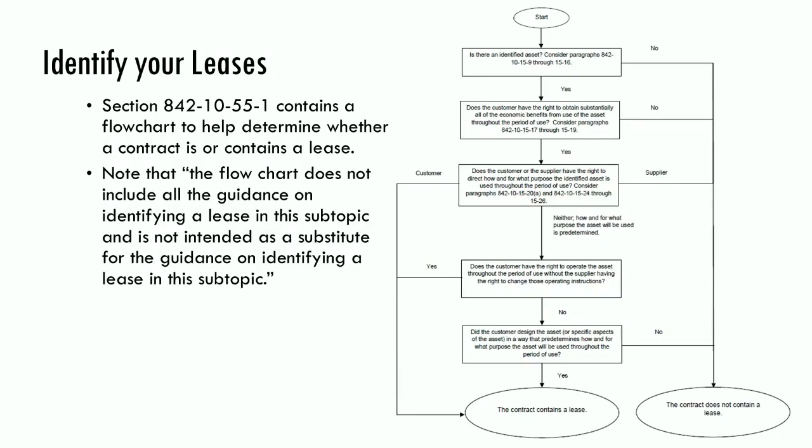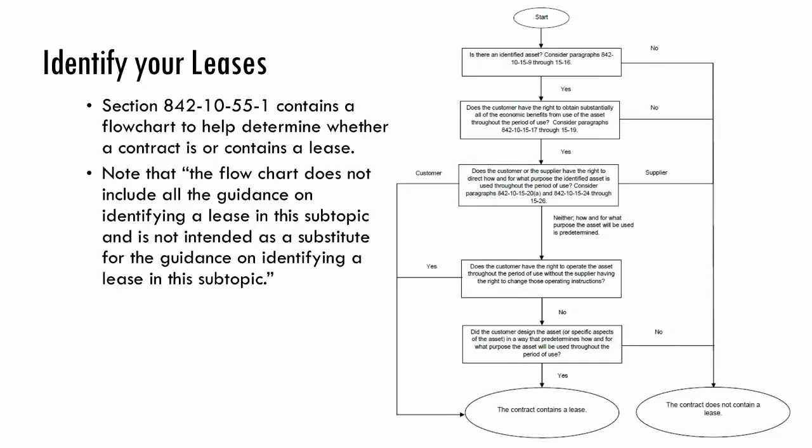In the FASB document, section 842-10-55-1 contains this flowchart. If we walk through, we can see how to identify, do we have a lease? Notice that it does say, though, in the document that this flowchart does not include all of the guidance on identifying a lease. It is not intended as a substitute for the actual guidance itself. So don't just grab the flowchart, walk through it, and think you're done. There's a lot more information there. The flowchart is simply a guideline.